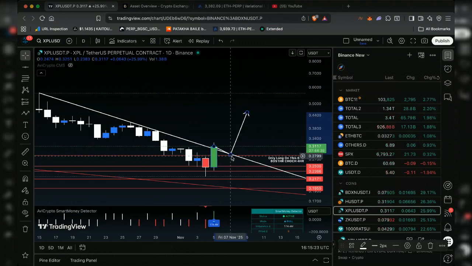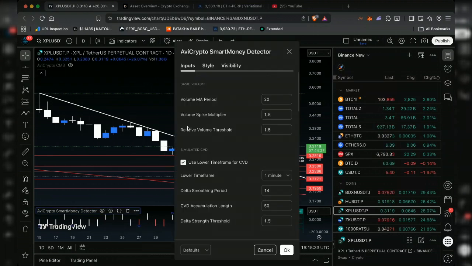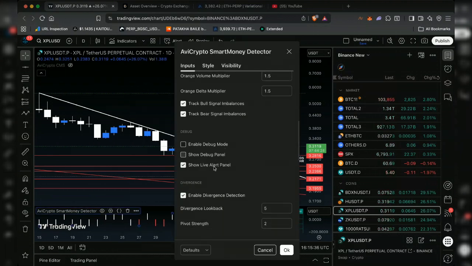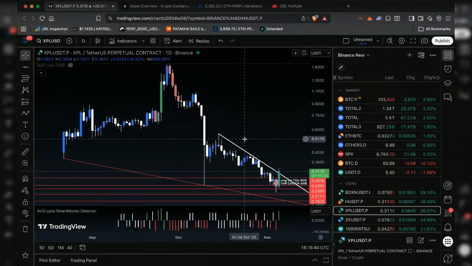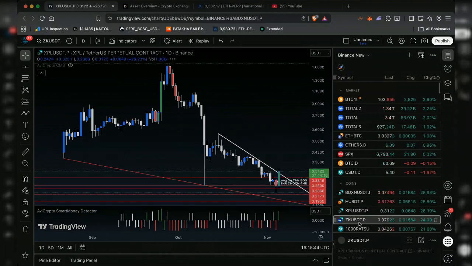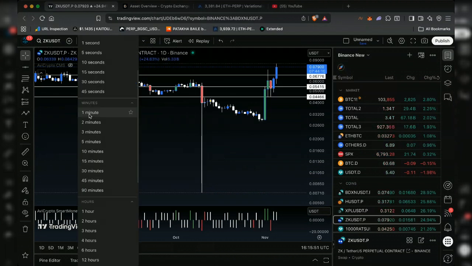So this level needs to be holding, this 0.2816 level. This needs to hold. If we hold this, then yes, we will be making a good rally in XPL, because this is also a kind of coin which is making a lot of noise in the market. Okay, ZK, I took the trade in the morning, but BTC got dumped and I got stopped out, else my target is just met.